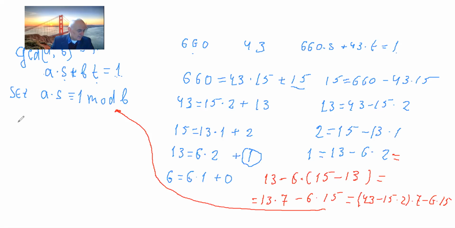Finally, we have that 1 equals 43 times 307 plus 660 times minus 20.